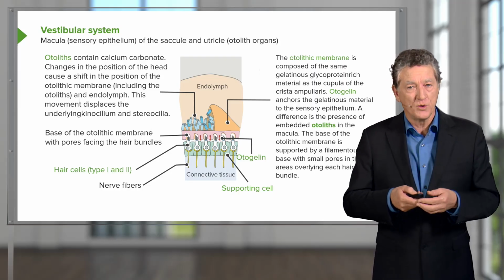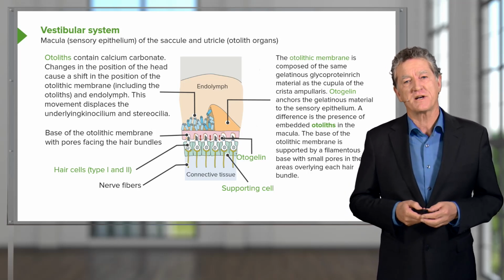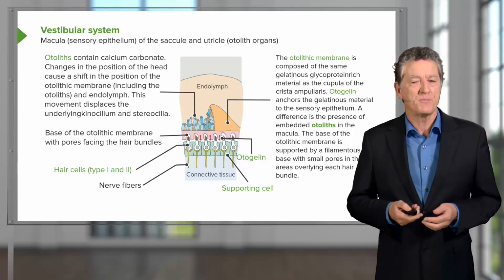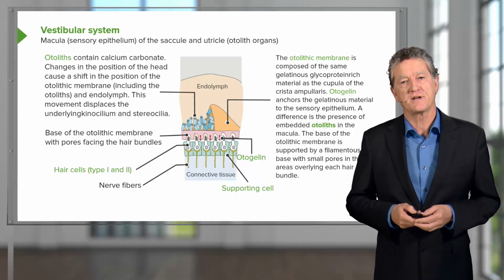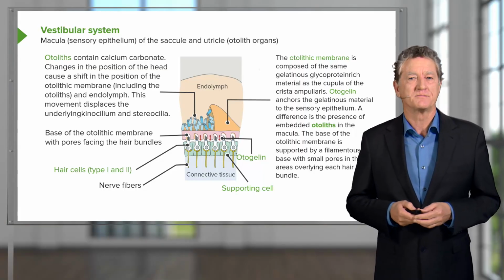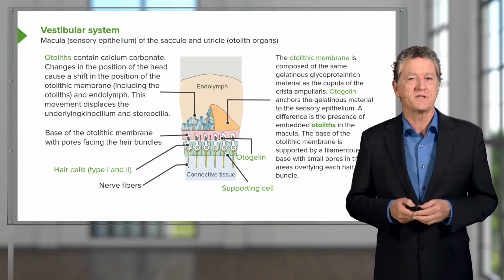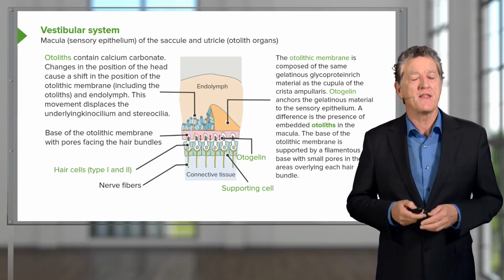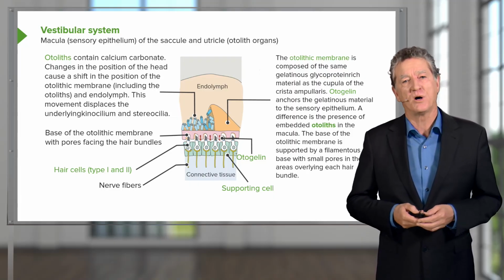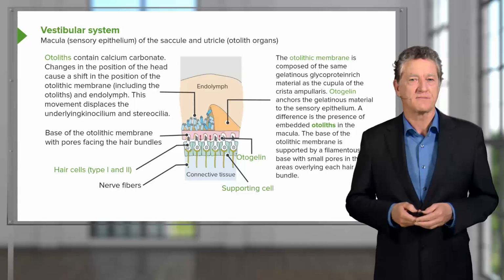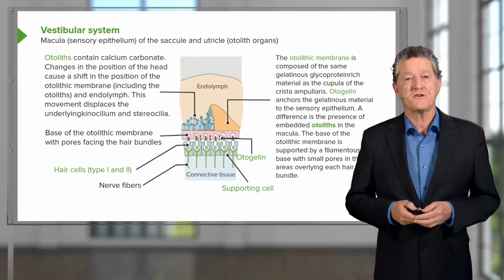The endolymph moves past these structures, projecting into the ampulla, or the utricles, I should say, and then that moves the hair cells, stimulates the hair cells. The stereocilia again move in relation to the kinocilium, and that again sparks an impulse back to the central nervous system. So the actual process is very similar.